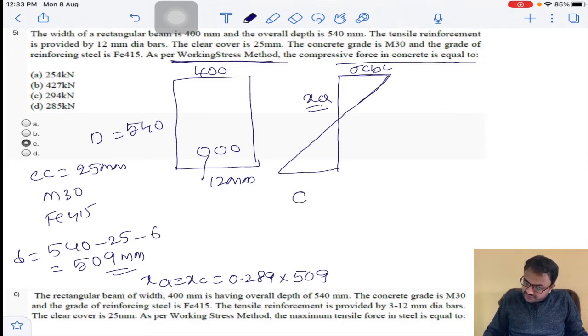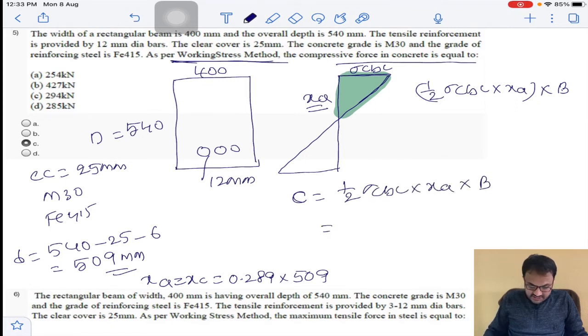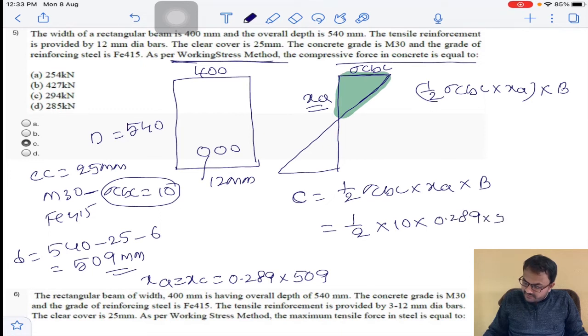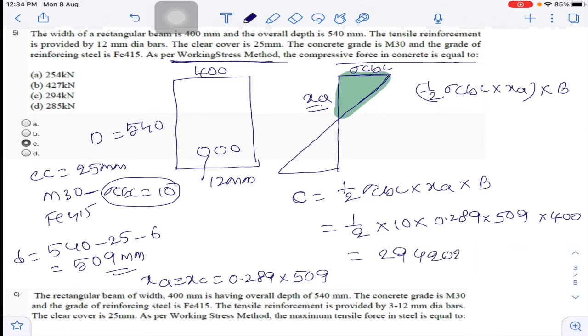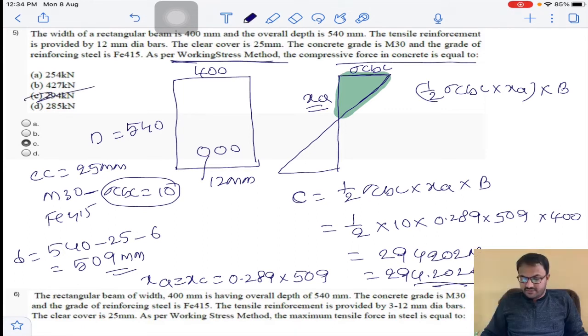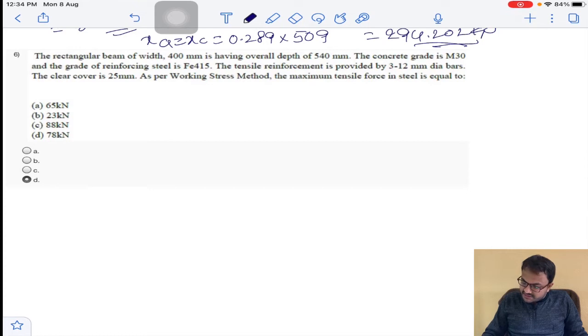Clear? Now to calculate the compressive force, this entire portion is in compression. What is the area of this portion, sigma cbc into xa? To this, the inside width has to be added. So that is half sigma cbc into xa into B. For M30 grade concrete, sigma cbc is 10, that is 1/3, I already explained. xa is equal to 0.289 into 509 and width will be 400 mm. So you will get 294.202 kilonewton. So the answer will be C for question number 5. Clear? And question number 6, same question. He asked maximum tensile force.